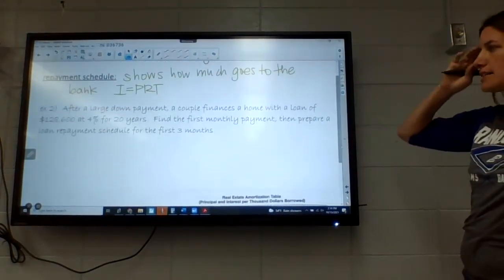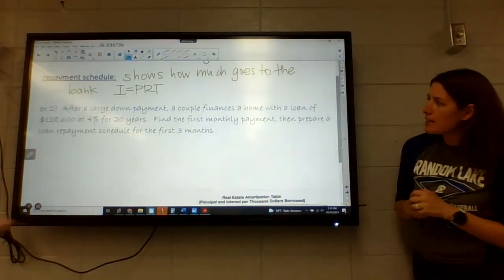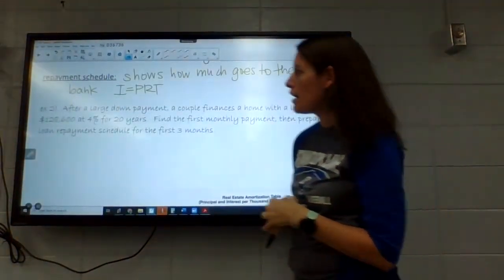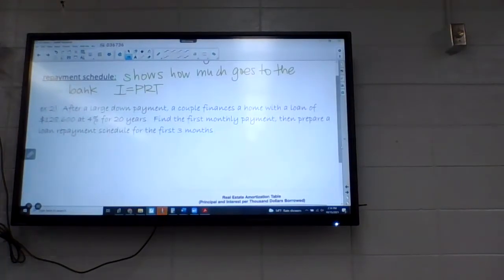All right, so it says after a large down payment, a couple finances a home with a loan of $128,600 at 4% for 20 years. So again, that means they had a big down payment. Maybe they're coming from selling a previous house, or they've had a bunch of money. Maybe it was a gift from parents going into a wedding, a big promotion, something like that. They're financing their house. They probably didn't buy a house for this much. They put a big down payment down, 4% for 20 years. So a low interest rate for 20 years.